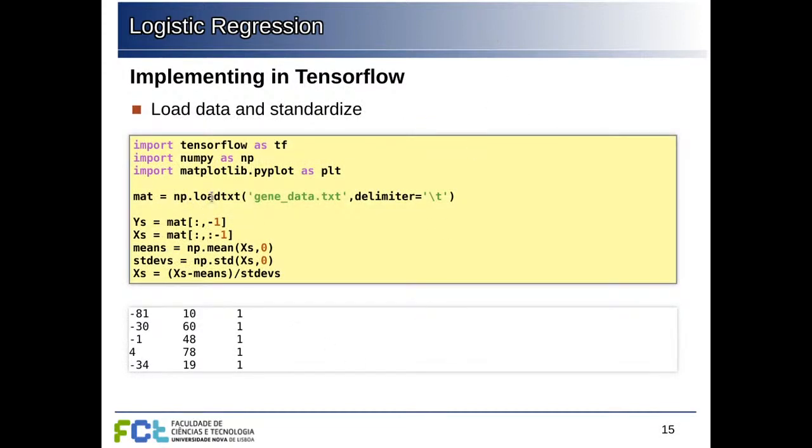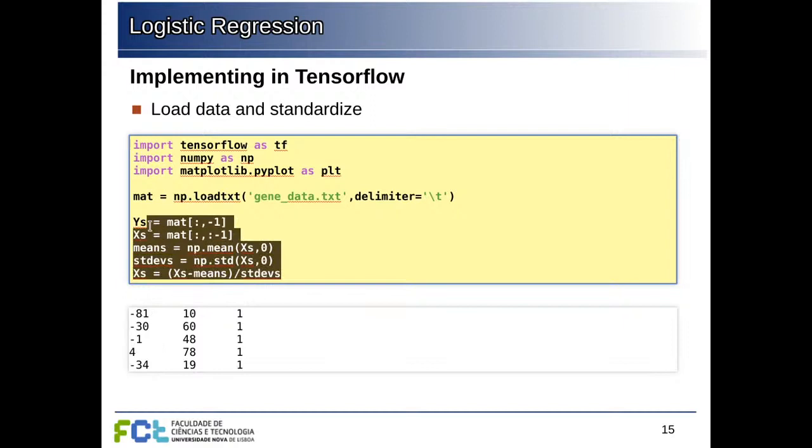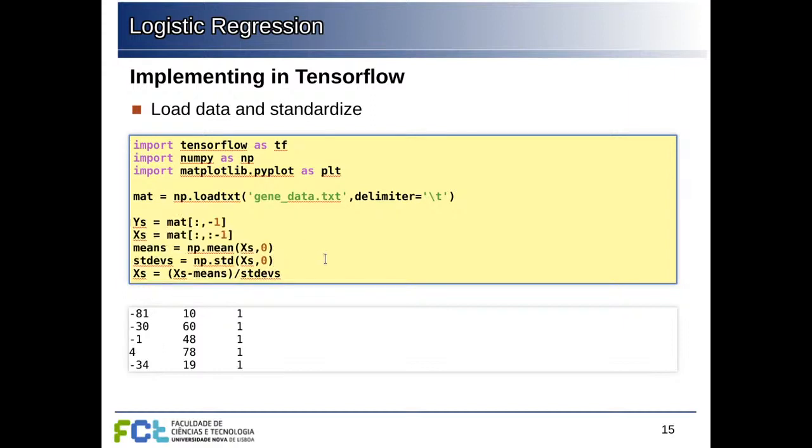So let's start by loading the data. We can load, for example, this gene data that we used before, and we will put the last column of our matrix that we loaded, so this one here, in the y vector, which has the labels. And we will store the features, the first two columns, in this X, and then we'll standardize. So we'll compute the mean for each column. We will subtract that from the values, and we also compute the standard deviation for each column, and we divide by that vector. So we are using broadcasting in NumPy to do this standardization.